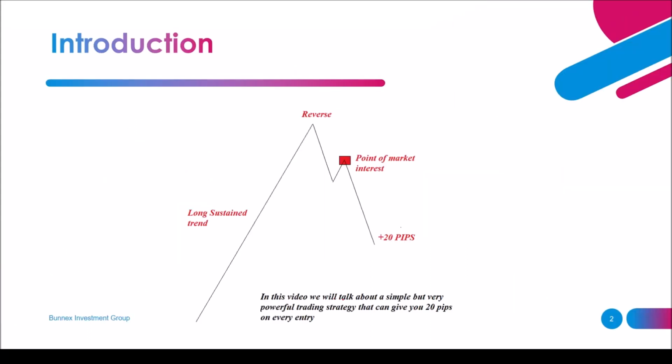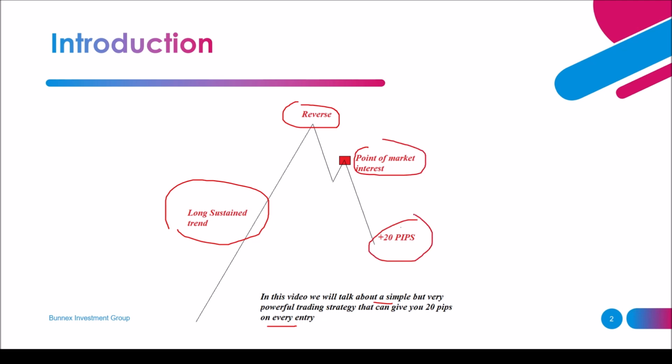In this video, we'll talk about a simple but powerful trading strategy that can give you 20 pips on every entry. So it's basically following these steps whereby we are going to identify a long sustained trend, a reversal of that long sustained trend, find the point of market interest and book 20 pips on that particular trade. So sit back, relax and learn something new.